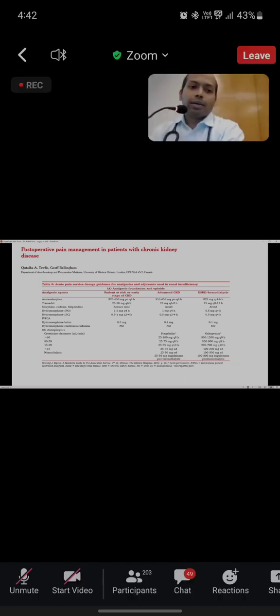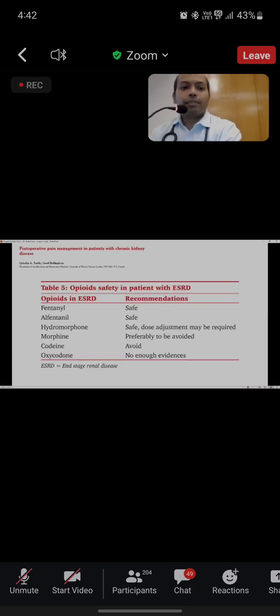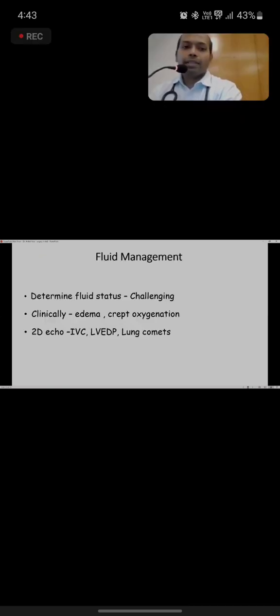So pain management, basically, we have to avoid the non-steroidal anti-inflammatory drugs. Acetaminophen, paracetamol will be preferred, and tramadol. Opioids, short-acting ones, are preferred and are safe, like fentanyl. Avoid long-acting opioids.